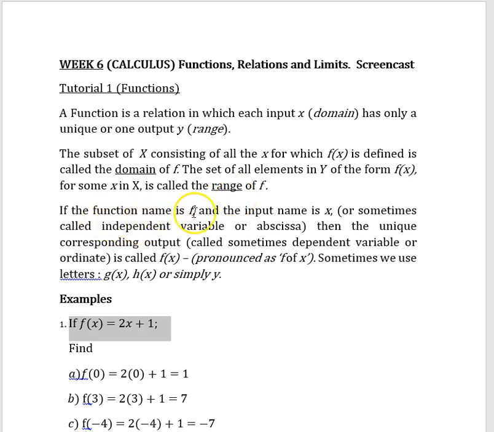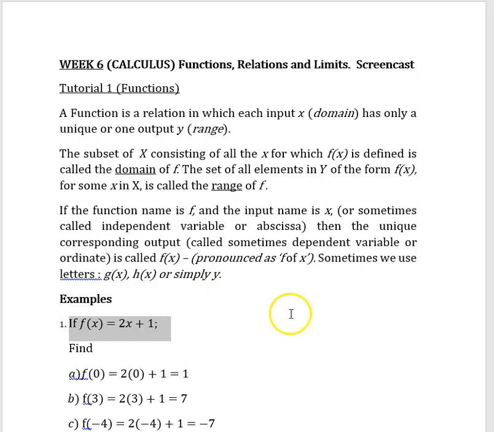If the function name is f and the input name is x, then the unique corresponding output, which is called your ordinate, or sometimes we call it the range or the dependent variable, is called f of x. So anytime you see f of x, it means your y value, it means your range, it means your ordinate. And sometimes also we use other letters like g of x, h of x, or sometimes we just put y. So any of these means your output or your dependent variable.